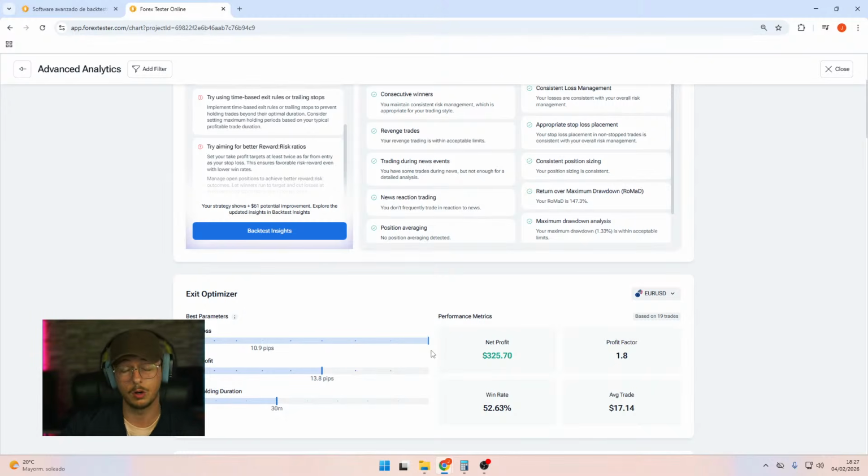And this is important as well in terms of overfitting. Normally an overfitted strategy would only perhaps work on 18 pips, and if I bring it down to 16 pips, the profit will drop drastically. And this is as well a key point to find out if our strategy is overfitted.